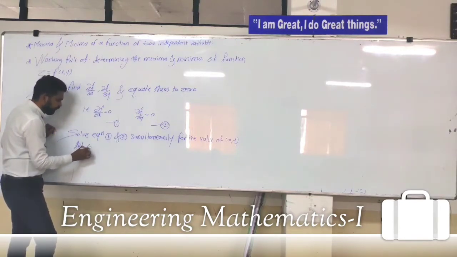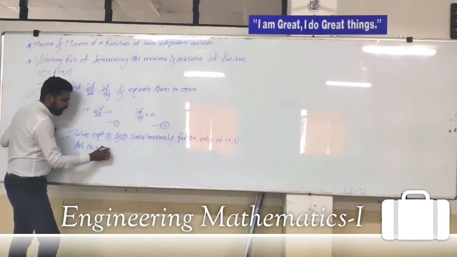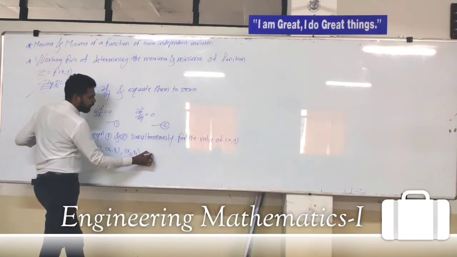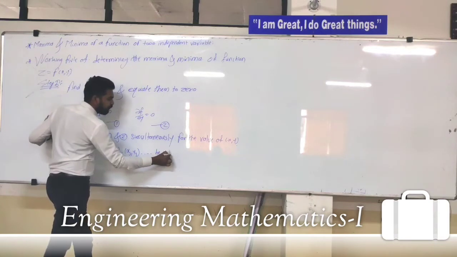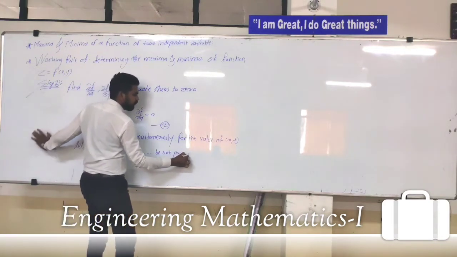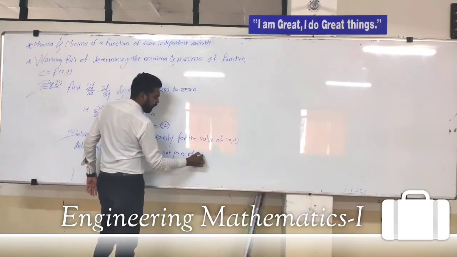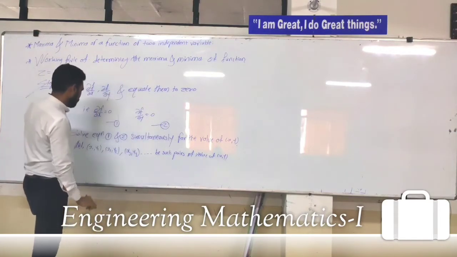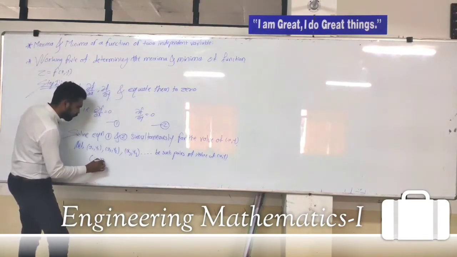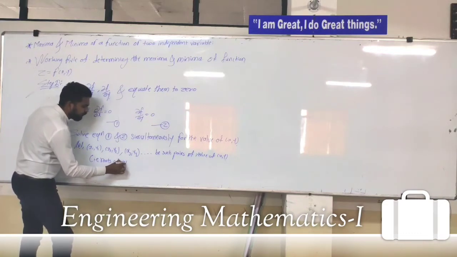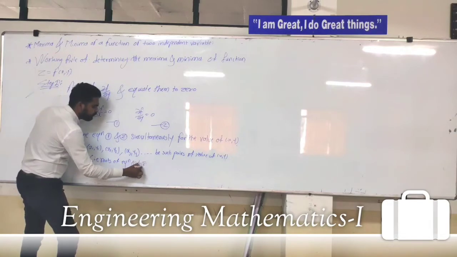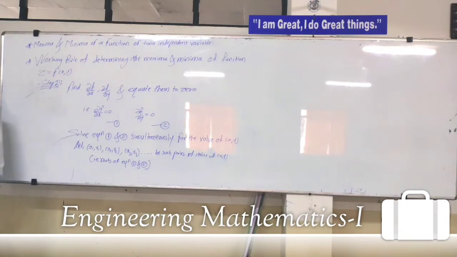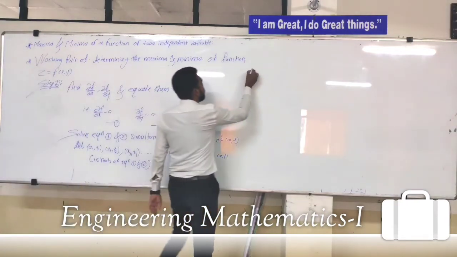Let x1 y1, x2 y2, x3 y3 be such pairs of values of x and y, that is, the roots of equation 1 and 2. Next, step number second.